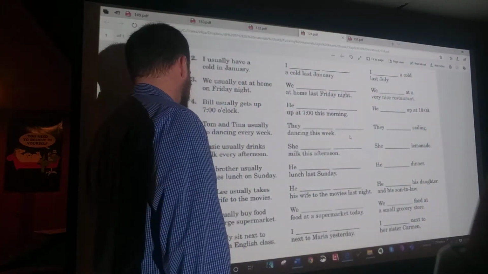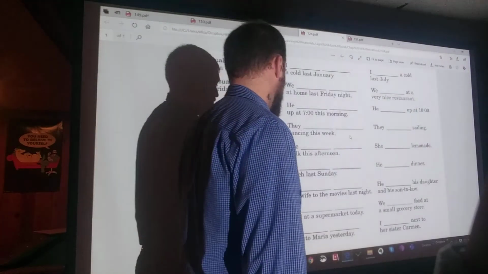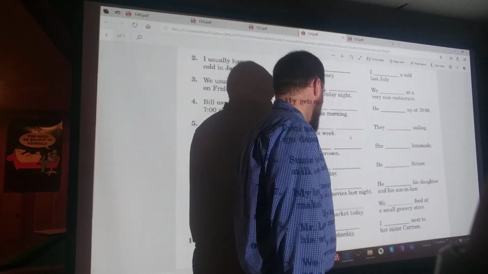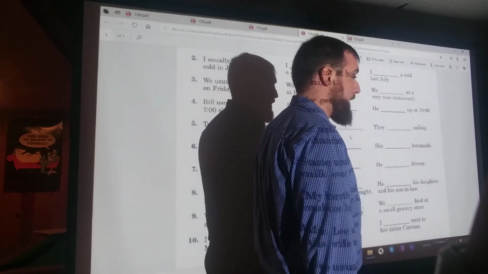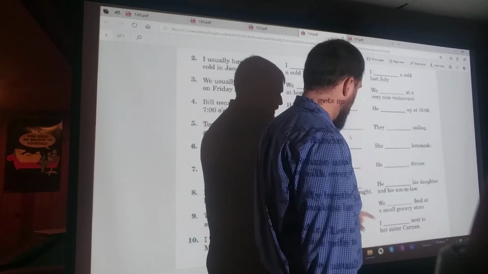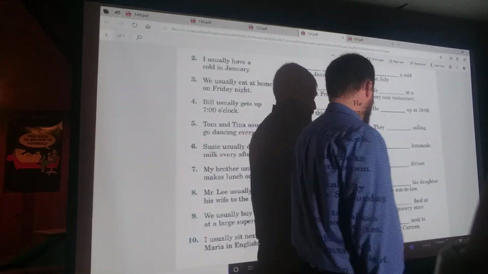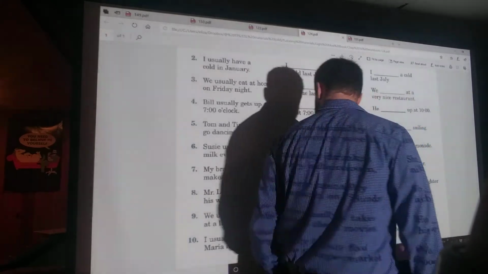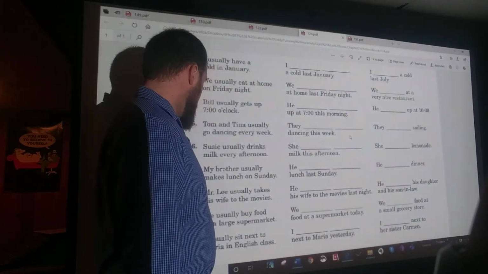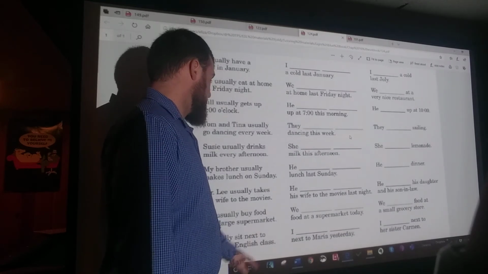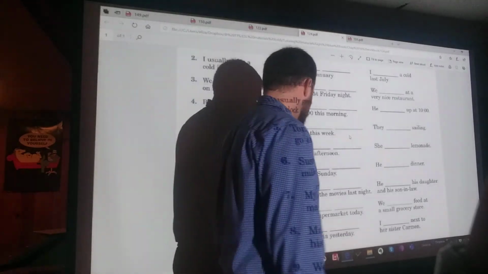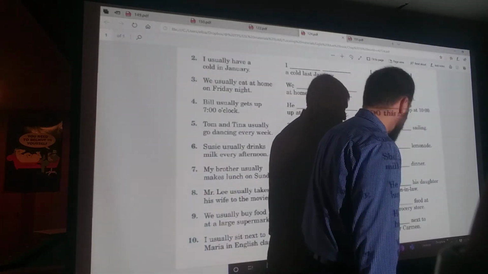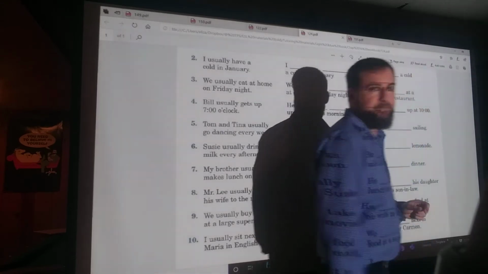We usually buy food at a large supermarket. We didn't buy food at a supermarket today. Make sure you spell buy, B-U-Y, not B-Y, B-U-Y. We bought food at a small grocery store. I usually sit next to Maria in English class. I didn't sit next to Maria yesterday. I sat next to her sister, Carmen.